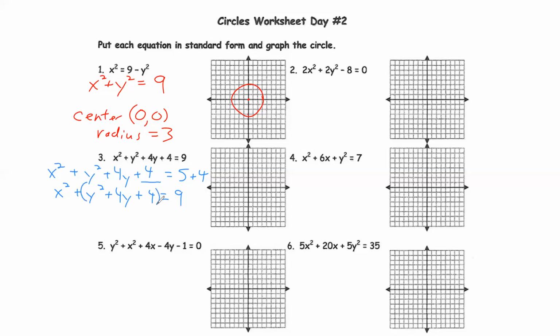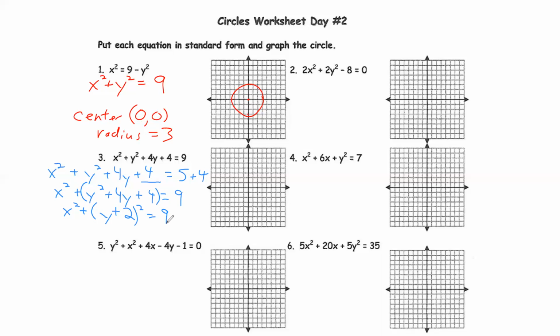This is a perfect square trinomial. We can factor it. Square root of the first term is y. Square root of the last term is 2. Sign from the middle is positive. And we have our equation of the circle in standard form.